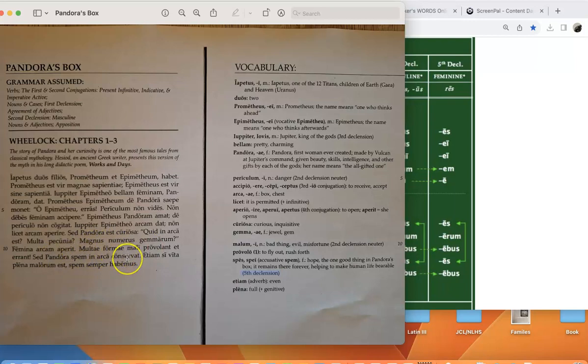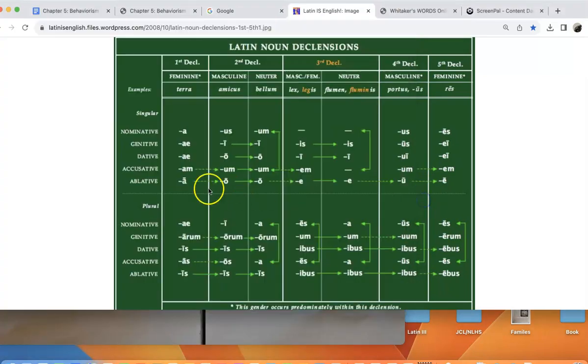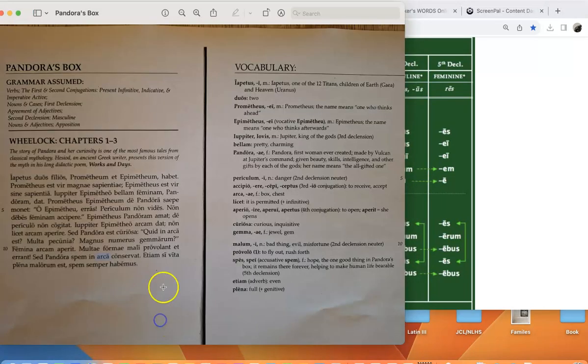But Pandora preserves or conserves, but maybe preserves hope in the box. We talked about how this is going to be ablative singular because it's where is she keeping it, in the box. So there's our ablative. And then the last line of these extra Wheelock's supplementary readings tries to give you some moral of the story. So sometimes these read a little bit abstract because it's like a moral, like in fables.